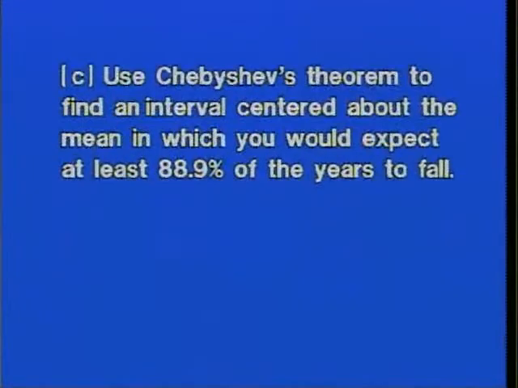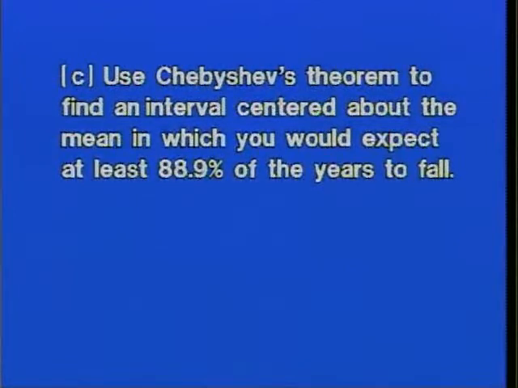The next part of the problem says to use Chebyshev's theorem to find an interval centered about the mean in which you would expect at least 88.9% of the years to fall. Now, we talked about this 88.9%, and I used the approximation of 89%, that this correlates to 3 standard deviations from the mean on both sides. And you may forget that, though, from time to time.